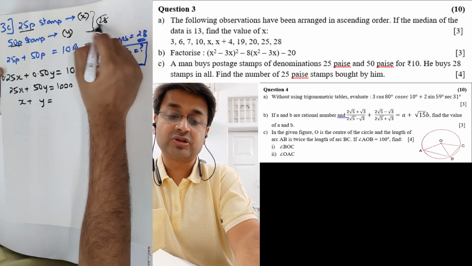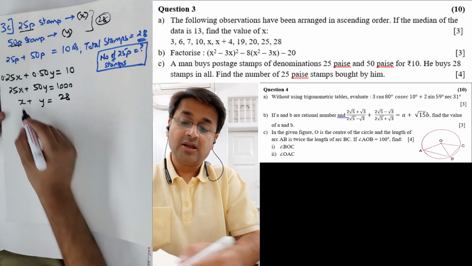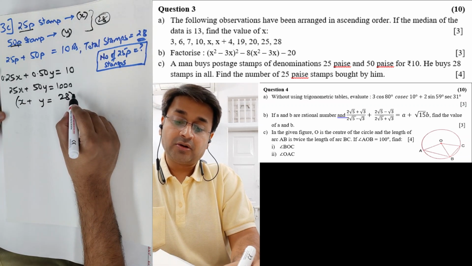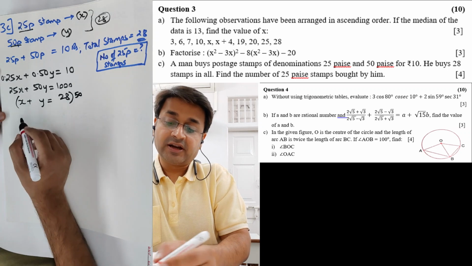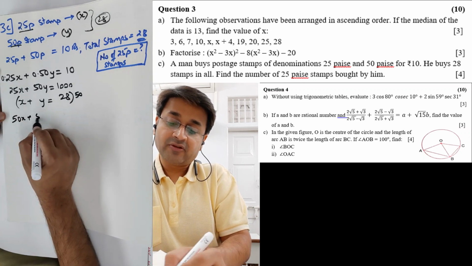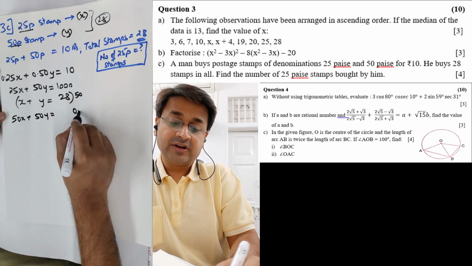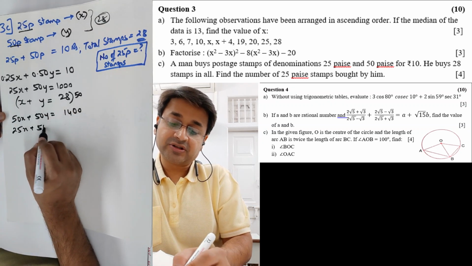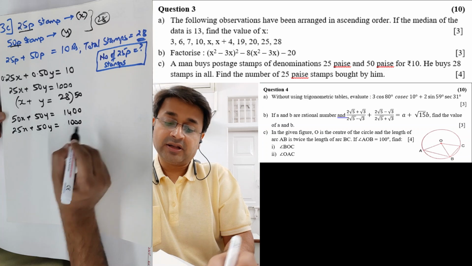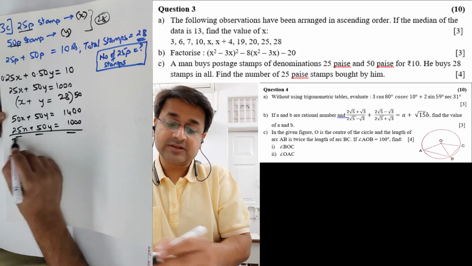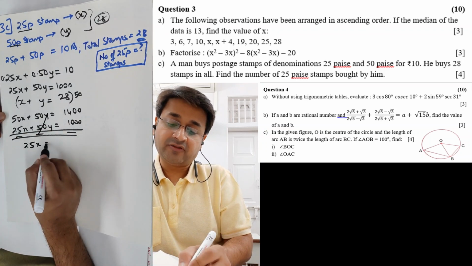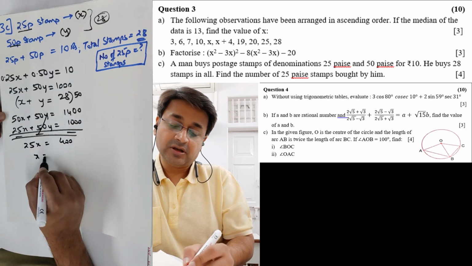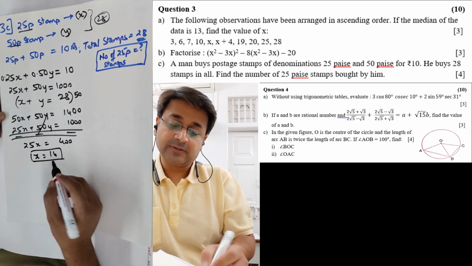Together the total of these two is 28. So multiplying this by 50, I will get 50x, 50y, 5 8s are 40, 1400. And taking the earlier expression again down, and now let's solve it. So minus cancels, so I get 25x equals 400, so x should be 16.